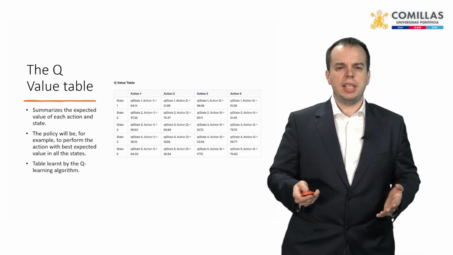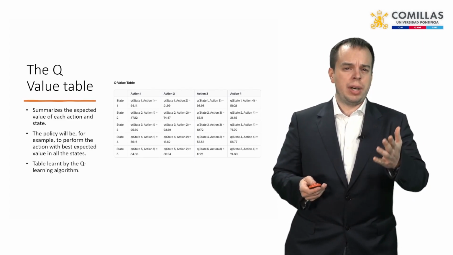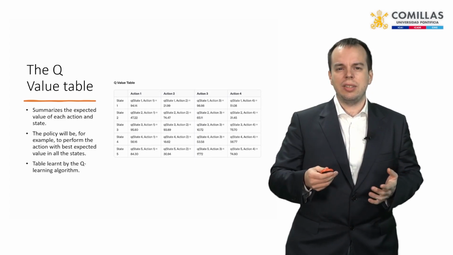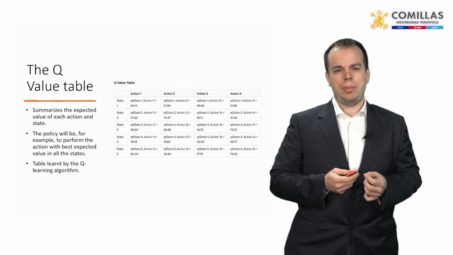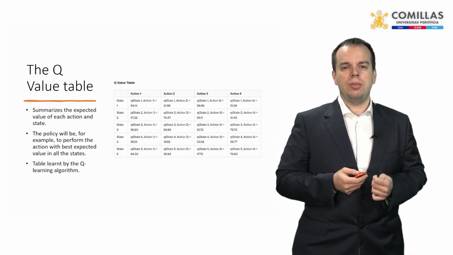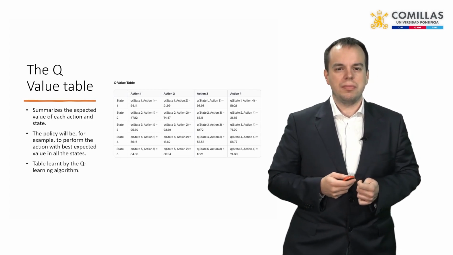The role of the policy here is straightforward, but yet crucial. The policy in this context would be to choose the action that has the best expected value in each state. It's like having a cheat sheet that tells you the best move to make at every turn.